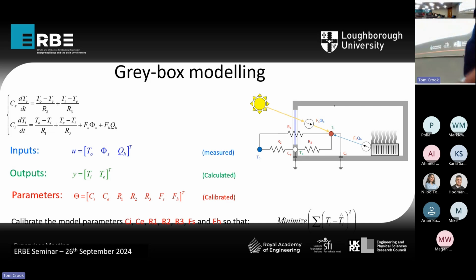And by calibration, we mean that after calculating TI, we compare the calculated TI for each time step with the measured TI. So we change or adjust these model parameters so that the squared error between measured TI and calculated TI is minimized. Okay, that is the theory of gray box modeling.